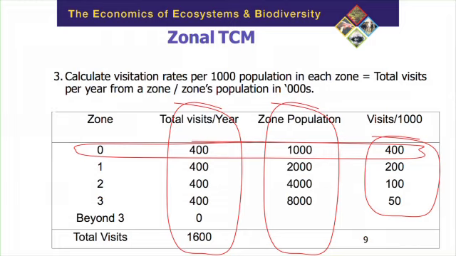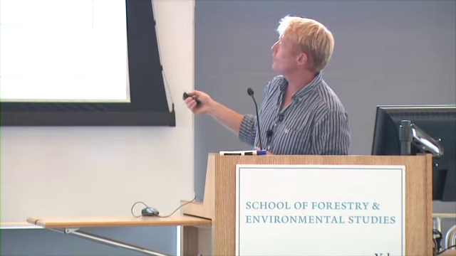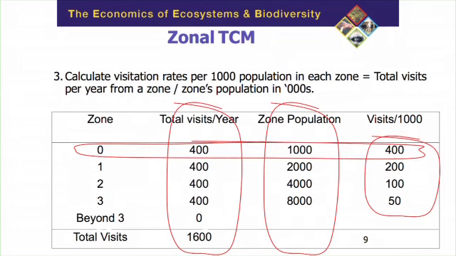So here, there's 400 people visiting the site at a population of 1,000, so there's 400 visits per thousand. Here's 400 people at a population of 2,000, so it's 200 visitors per thousand, and so forth. And here, 50 people per thousand. So we can see the proportion of people traveling to that site gets less and less as you go further away from that site, and that's what you'd kind of expect.